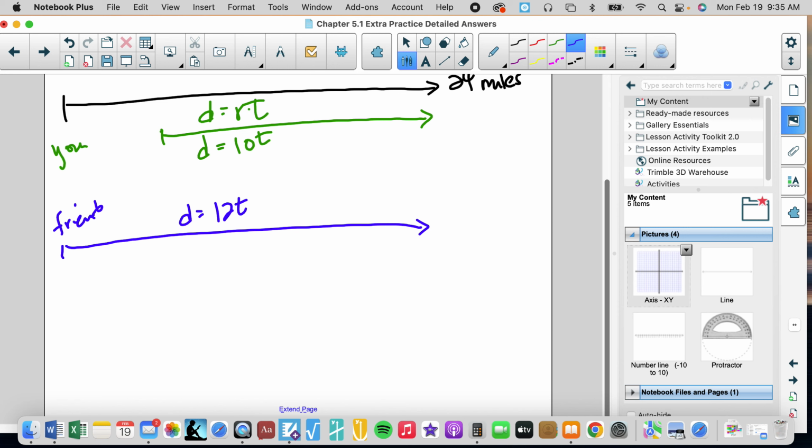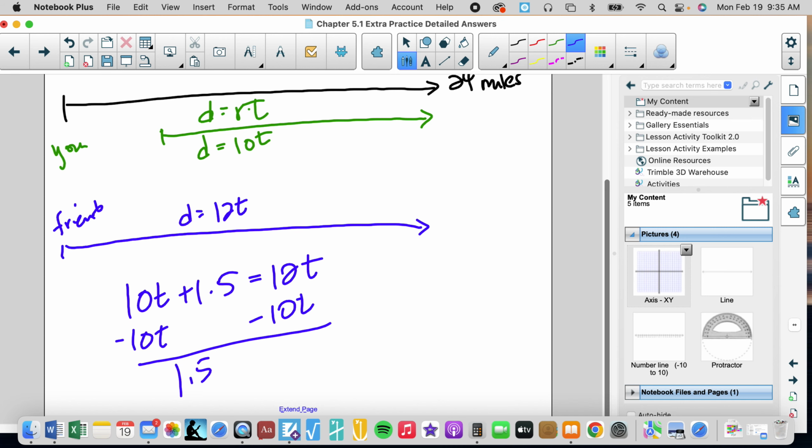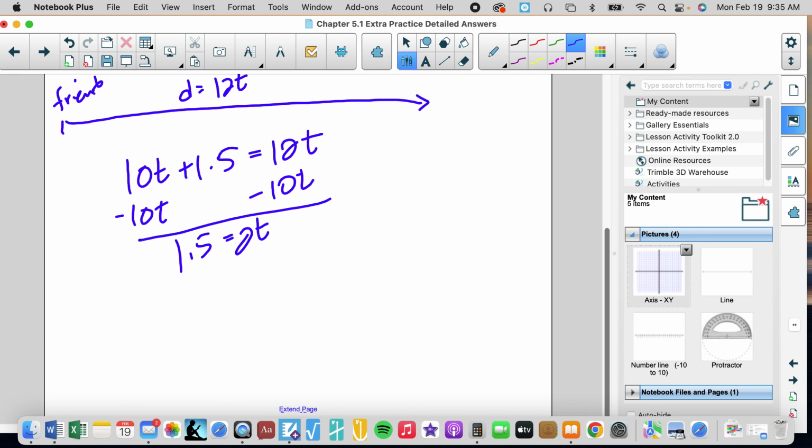So your distance plus 1.5 should be equal to your friend's distance, which is 12t. Let's minus 10t, minus 10t. We get 1.5 equals 2t. Divide by 2, divide by 2. We get 1.5 over 2 equals t, or 3/4. So time is 45 minutes.